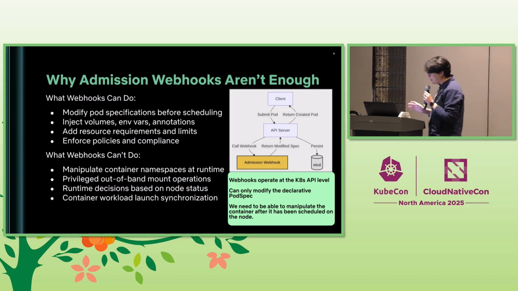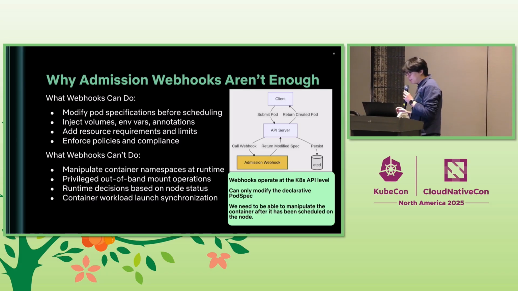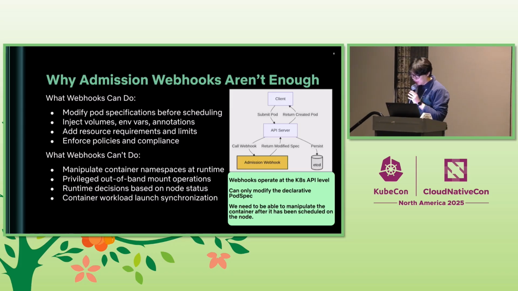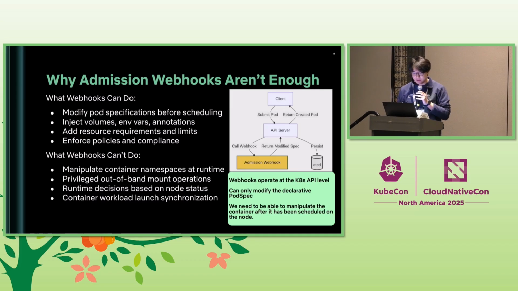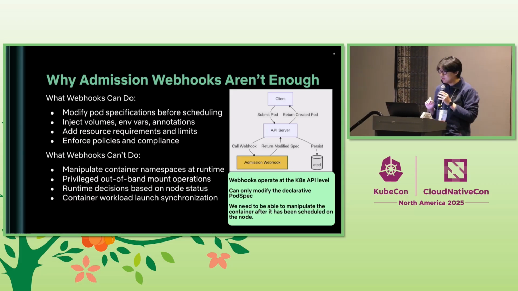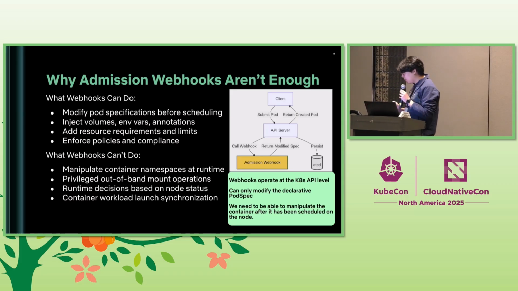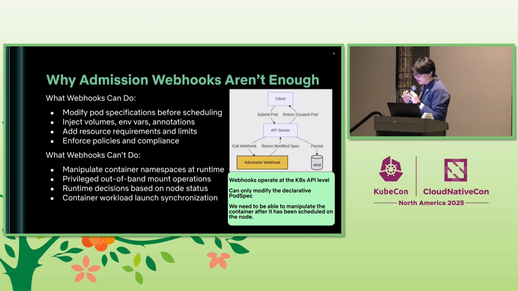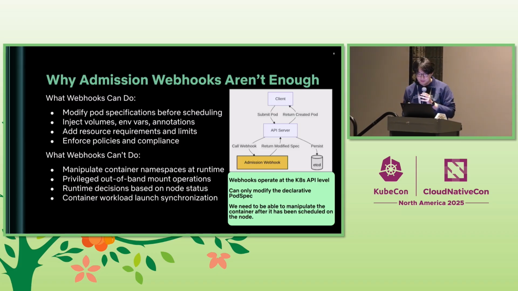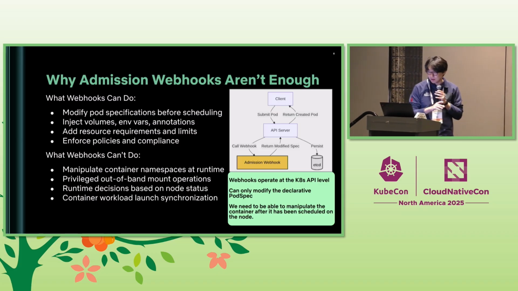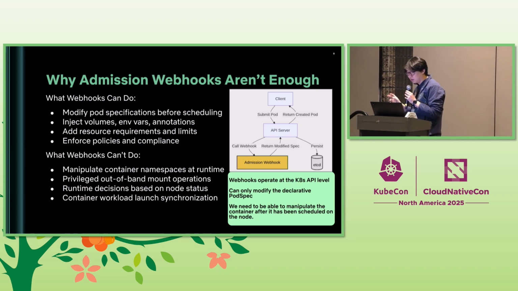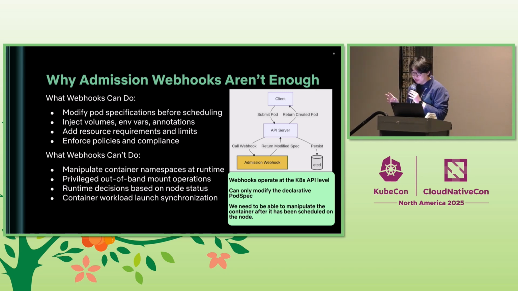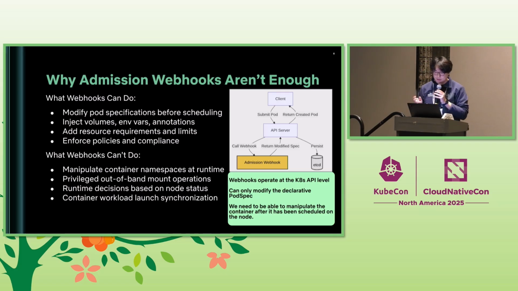Many platforms rely heavily on webhooks, but webhooks have a fundamental limitation here. They run at the K8s API level before the pods actually get scheduled onto a node, and they can only mutate the declarative pod spec. For us working on Titus, we need to do things like inject processes into existing container namespaces at runtime. We also need to dynamically determine and force CPU isolation, and also control workload startup timing. You simply cannot express these runtime operations in a pod spec.